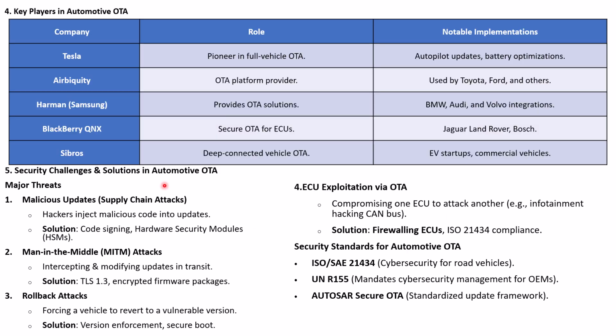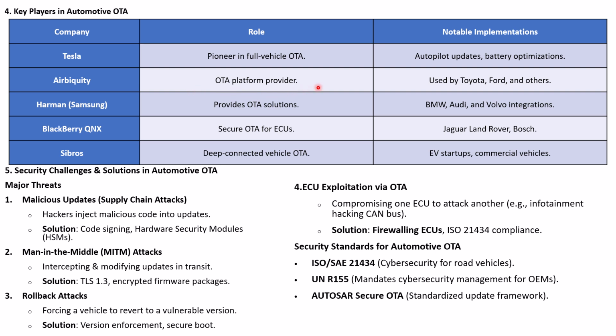Now, who are the major players playing a very important role in automotive OTA? First is Tesla. Actually, the credit should go to Tesla for spearheading OTA in the automotive industry. Its role is to pioneer full vehicle OTA, and its notable implementations are autopilot updates and battery optimizations.